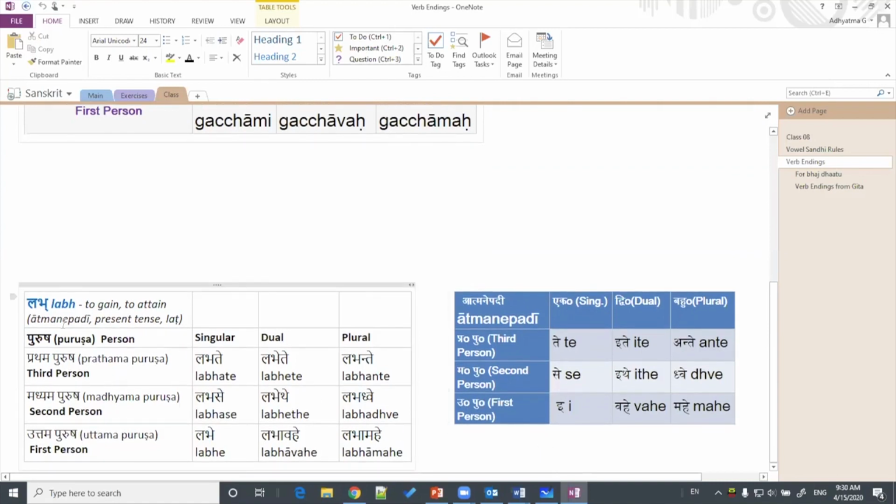So if I have to make forms with labh, you see it actually works in the very same way. Labhate, labhete, labhante, labhase, labhethe, labhadhve, labhe, labhavahe, labhamahe. You just put these endings. And here the meaning also remains the same. Labhe, for example, is first person singular. Labh means to gain, I gain, or I attain, or I obtain. That is labh.